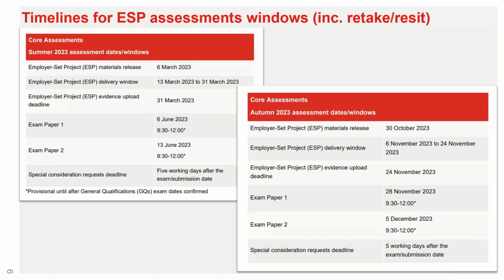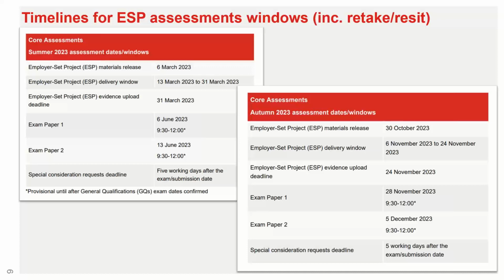So the dates for you, as I said before, the materials are released to you a week in advance, all together to help you plan. 6th of March, you can start your delivery between the 13th to the 31st of March. We have to have the evidence uploaded by the 31st.